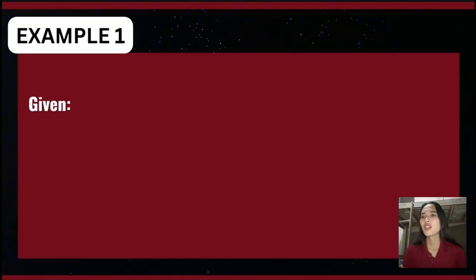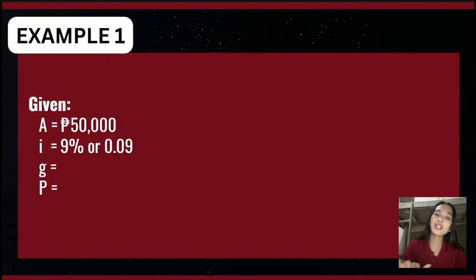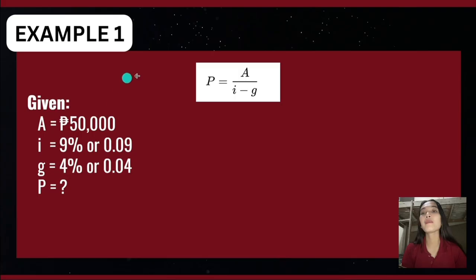Of course, we need to find the given. So, what are the given? We have the A, which is 50,000 pesos, and the interest rate, since it is 9%, we are going to make it 0.09. Why again? Because the interest rate should be in decimal. Then we have our J also. It is 4%. Since it is a percent, we convert it to decimal, so it becomes 0.04. We are asked to find the P, the present value. So, what's the formula that we are going to use again? It should be P is equal to A over R minus J.